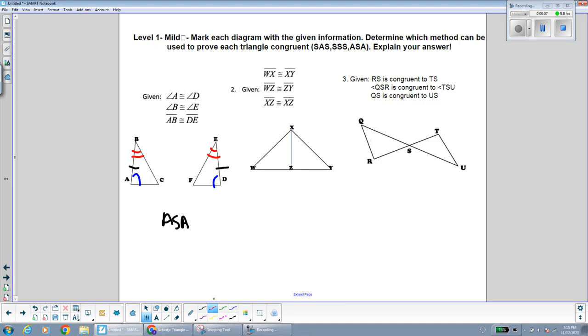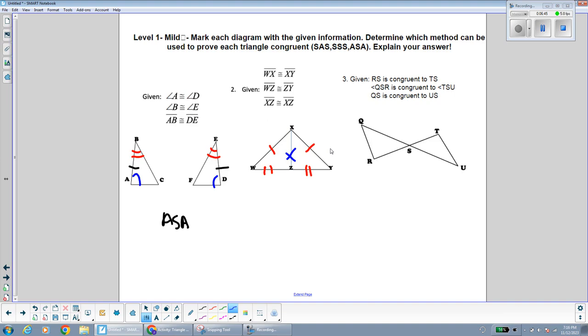Over here in the next example, we have WX congruent to XY. We have WZ congruent to ZY. And we have XZ congruent to itself. Even if they didn't tell us that XZ was congruent to itself, we would know that because it's shared between the two triangles, between the left hand and the right hand triangle. And when something's shared, we know it's congruent to itself by the reflexive property. So always look out for shared sides between triangles. It comes up a lot, and it gives you a side that you know is congruent to itself. So it's really nice when we have that shared side.